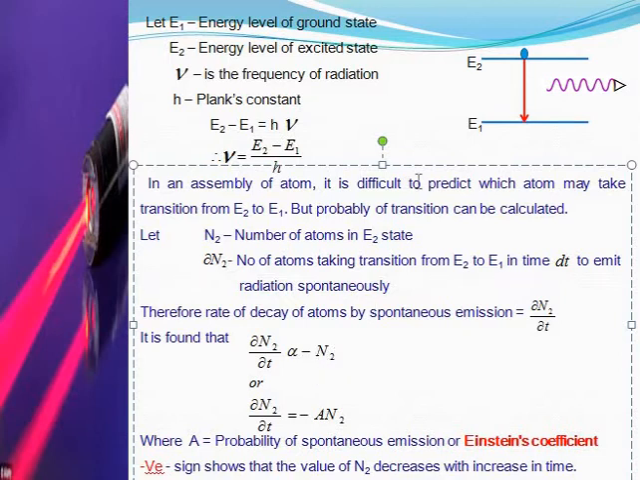That is, the rate of disintegration of atoms is directly proportional to total number of excited atoms in the higher energy level, and it is shown by negative sign because the number of excited atoms goes on decreasing with increase in time. So therefore, we show it by negative sign. This equation can also be written as dN2 by dt is equal to minus A into N2, where A is known as probability of spontaneous emission or Einstein's coefficient, also called Einstein's A coefficient.